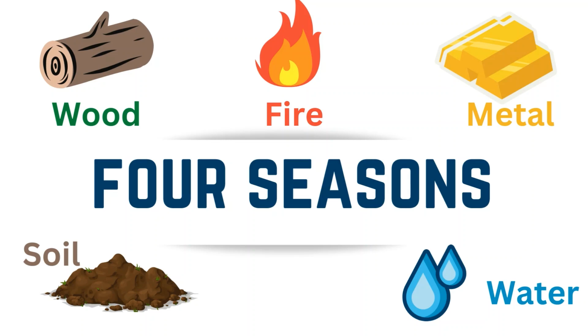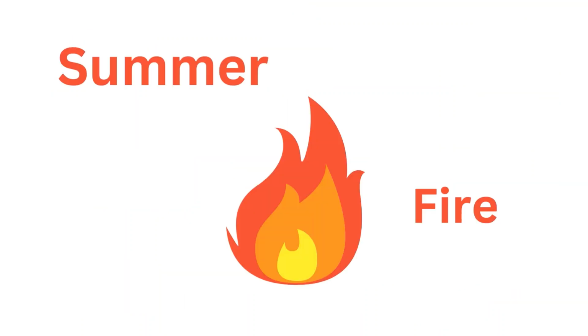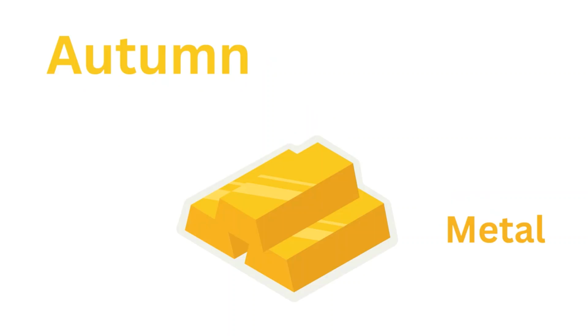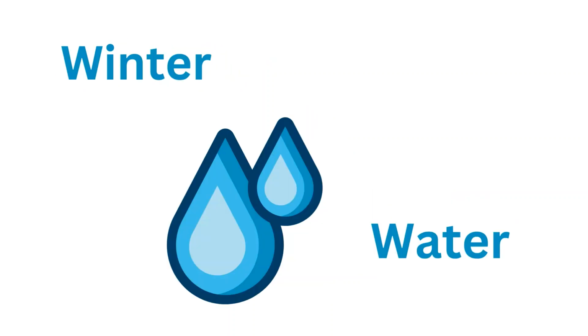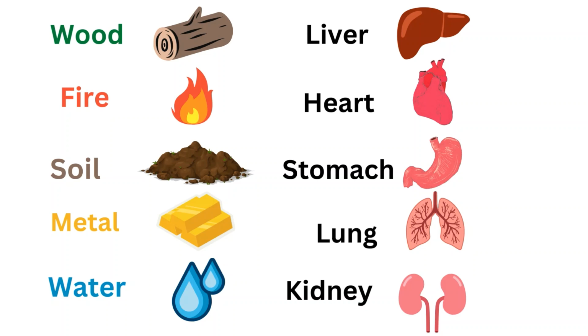For example, the 4 seasons. Spring is attributed to wood, summer to fire, autumn to metal, and winter to water. Human organs can also be differentiated into 5 elements. The liver is attributed to wood, the heart to fire, the lungs to metal, the kidneys to water, and the stomach to soil.